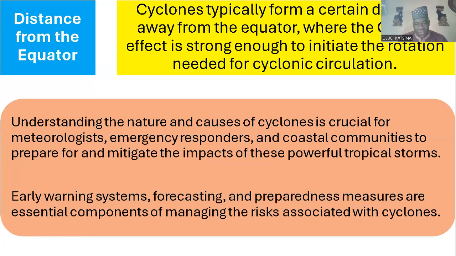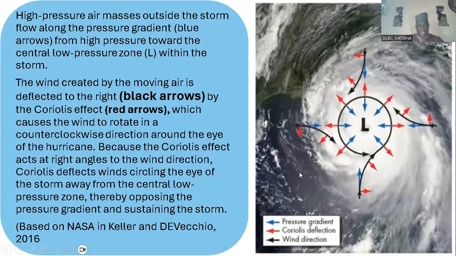So understanding the nature and causes of cyclones is crucial for meteorologists, emergency responders, and coastal communities to prepare for and mitigate the impacts of these powerful tropical storms. Early warning systems, forecasting, and preparedness measures are essential components of managing the risk associated with cyclones. So I've put in two diagrams here from NASA and from the NOAA.